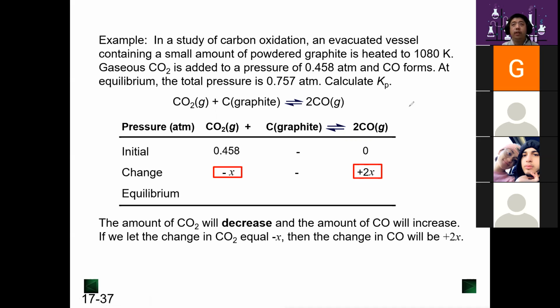Now, we can look at this in 2 ways. You're going to look at the relation between Q and K to determine whether we are shifting to the right or shifting to the left. If I was shifting to the right side, I'm using up CO2 and making more CO. If I was shifting to the left side, I am using CO and making more CO2. Does that make sense?